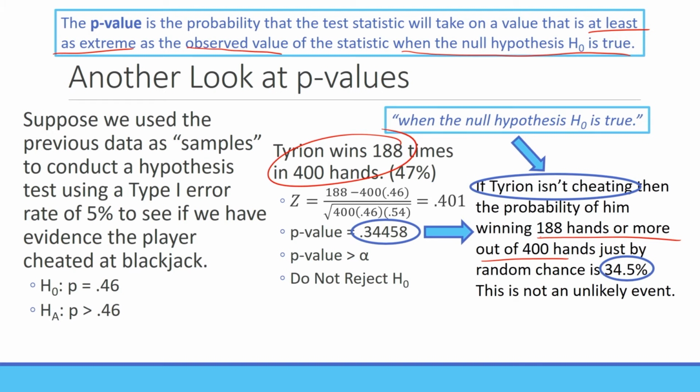So again, just to recap, this p-value means that the probability of him playing 400 hands honestly and winning 188 or more, well, that's going to happen more than a third of the time. Well, if something is happening more than a third of the time, then that's not an unlikely event. So we wouldn't want to reject our null hypothesis. In this case, we wouldn't want to reject that he was playing honest and accuse him of cheating.